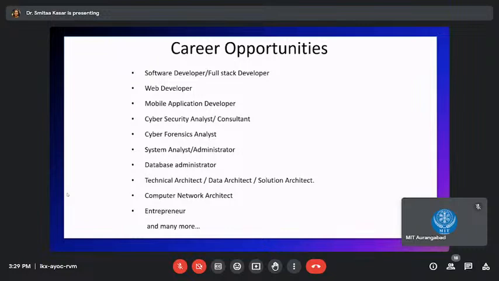So what kind of setup it should be, what should be the configuration of the systems, whether they should host it online, those kinds of things. So that is also a very good area where a CSE student can have his or her own consultancy. Computer network architect, entrepreneur, and many, many more. I think a lot of opportunities we do have here.